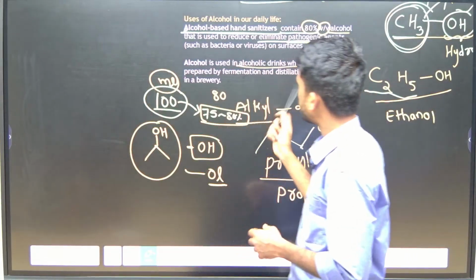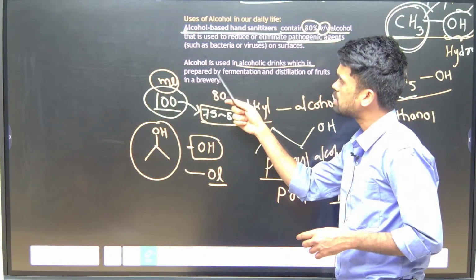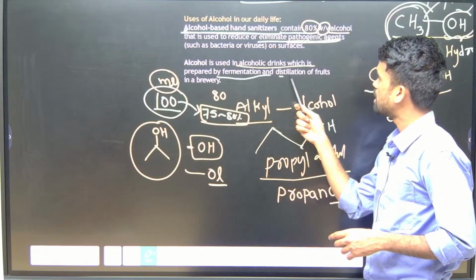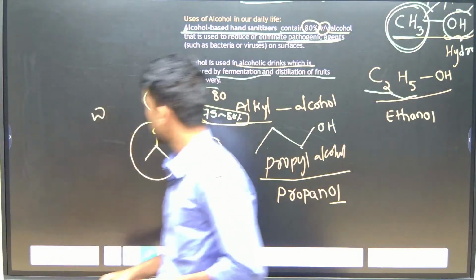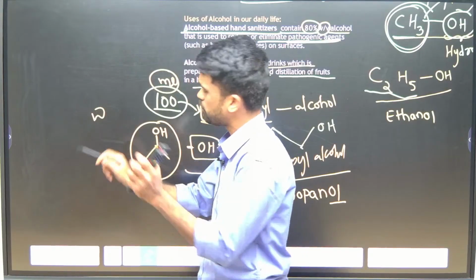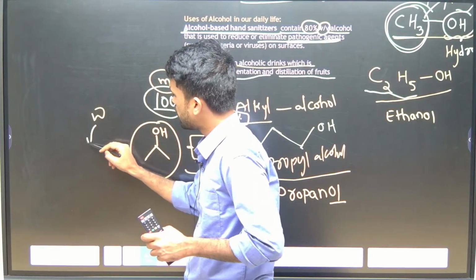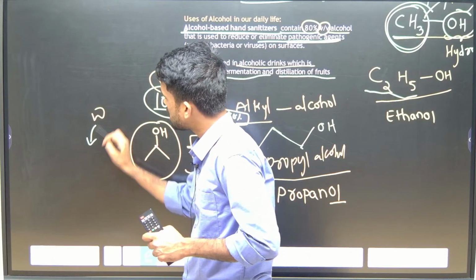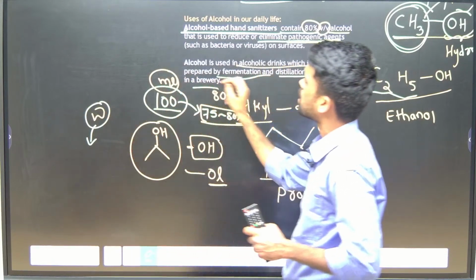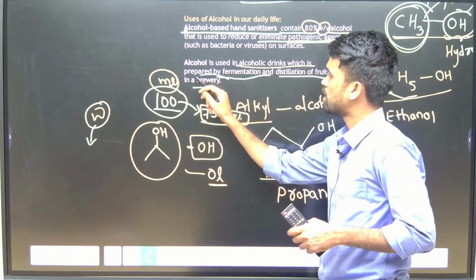So how is it prepared? See, alcohols are prepared by fermentation and distillation of fruits in a brewery. For example, if you take a wine bottle and observe it, it is made from grapes, grape juice. So by fermentation of fruits we get alcohol-based breweries and all.